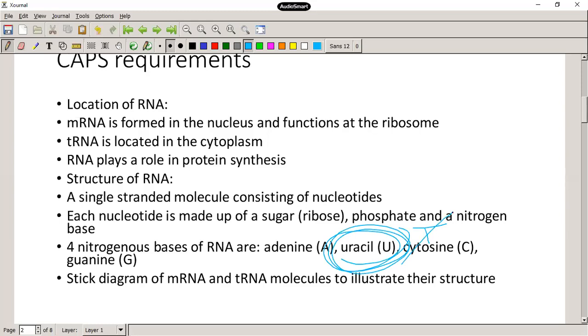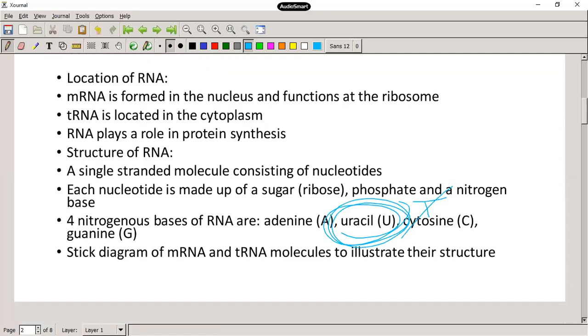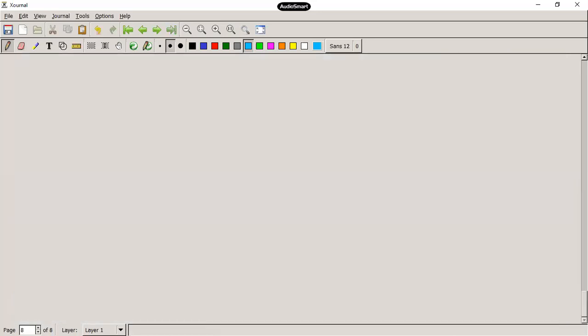We're busy with RNA. Also know the basic stick diagram of an mRNA and tRNA, what they look like, so that you can identify them easily during protein synthesis.